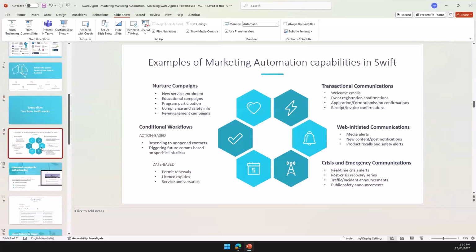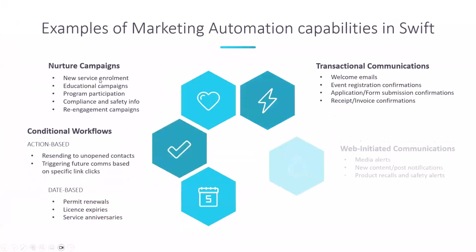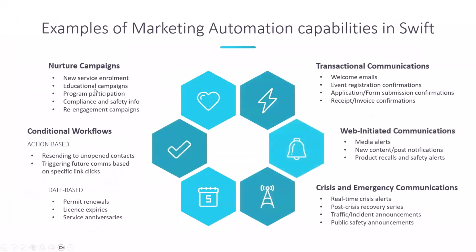Now, there are different types of automations that you can set up in Swift. I have some examples of those here. So everything from nurture campaigns. I'm going to show you one of those in just a moment. Transactional communications, conditional workflows. I just gave you an example of a date-based email comms, but it can also be action-based. And then some of our clients, we have web-initiated communications. So when they post something to their website, we automatically grab that content, create an email, and send it out to a certain mail group or distribution list. Those sort of automations can be built in as well.